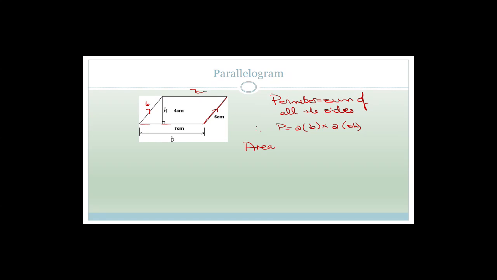The area, as I was about to say, is very cool because you can take this triangle here and draw it over here. Then the 7 centimeters is from here to here, and all that you have is a rectangle. So the area is just the base multiplied by the perpendicular height. This line here just means perpendicular. So in this case, it would be 7 times 4, which is 28 centimeters squared. And like I said, always be careful of your units.